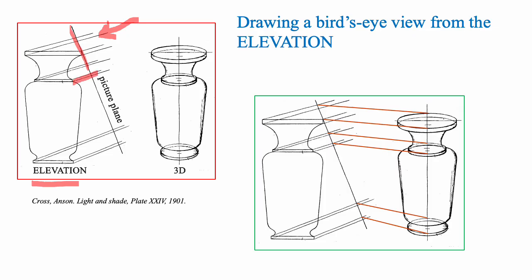So draw some lines toward the picture plane so we can identify these traces on the picture plane. Then, from these traces, draw lines to the vase that we want to draw, and you can see that they identify both sides of each of these ellipses.